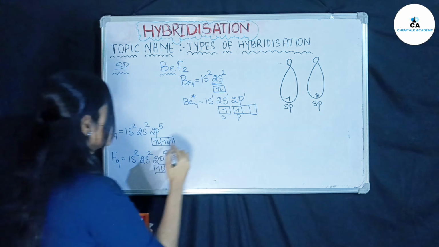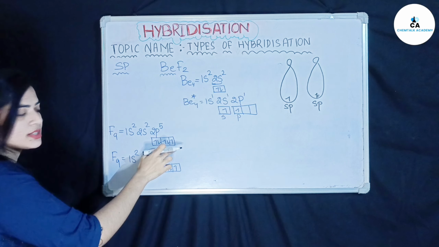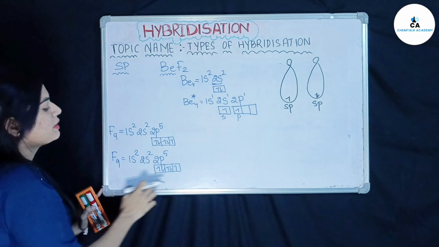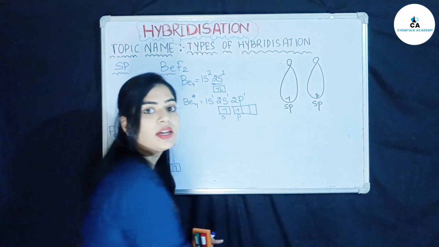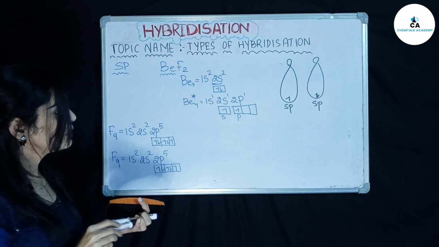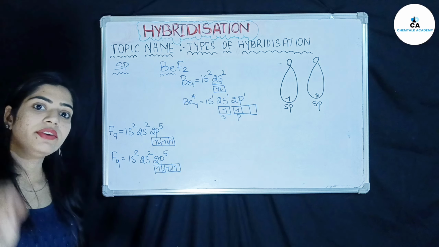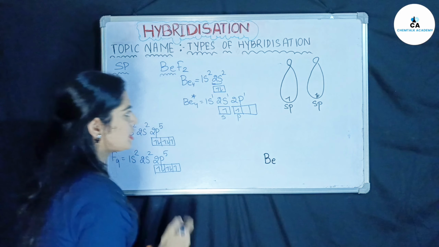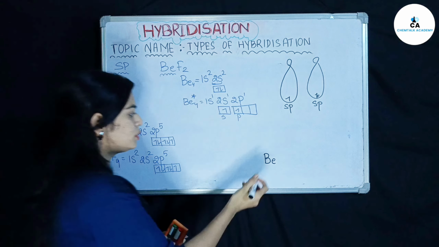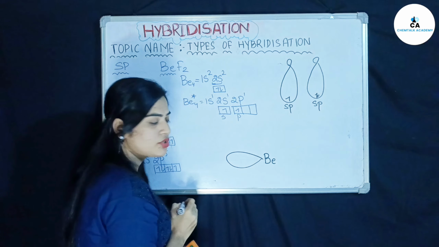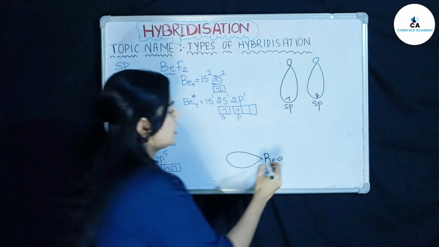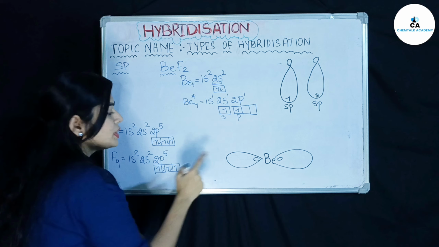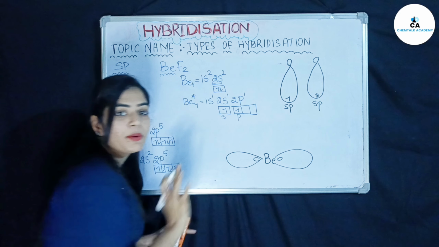Now the overlapping takes place between what? The last p orbital of fluorine with the sp orbital of beryllium, and the p orbital of the second fluorine with the sp hybrid orbital of beryllium. So if we go for this structure, BeF2 will have a linear structure. As the central metal atom is beryllium, how many hybrid orbitals has it obtained? 2. So one with the larger lobe and smaller lobe, and the second one with larger lobe, smaller lobe.